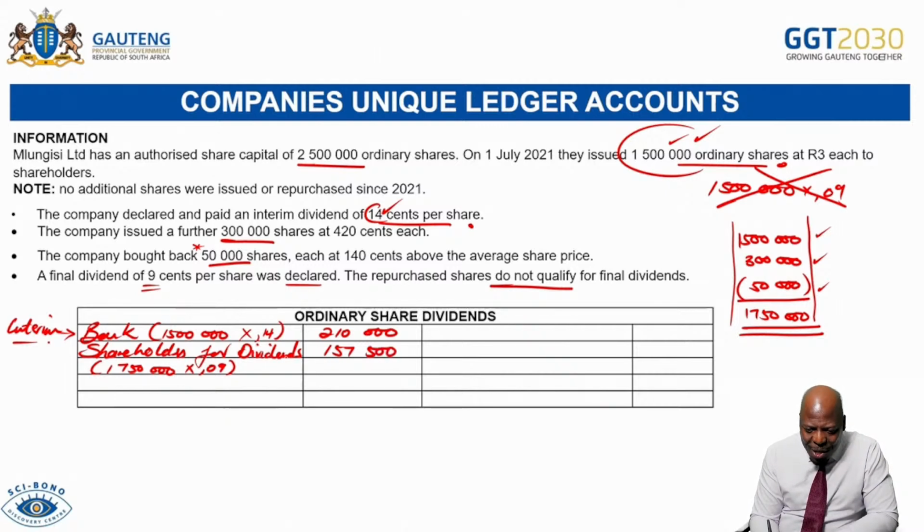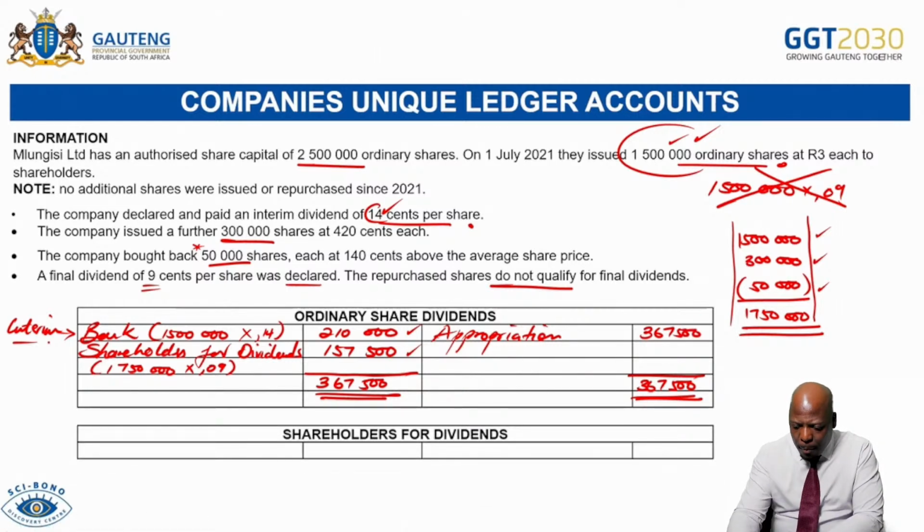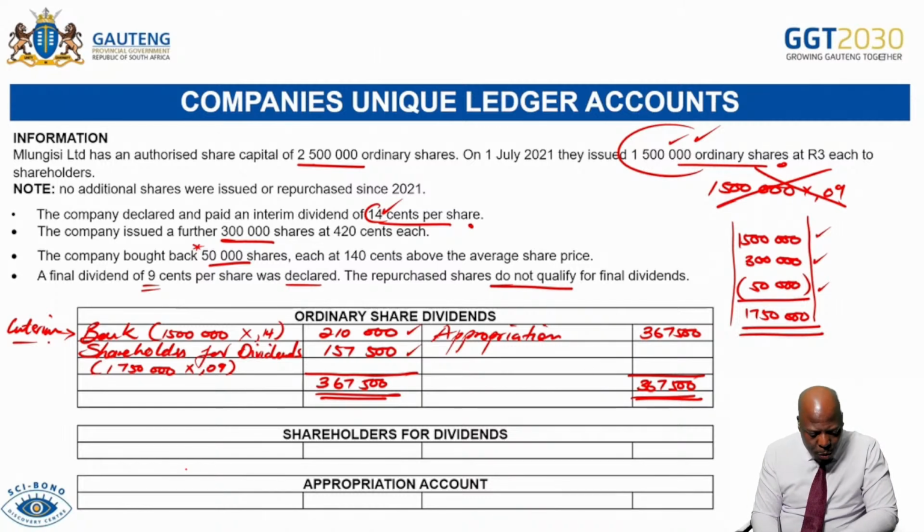I'm going to show you quickly what we're going to do. Then this account, I'm going to close it up now. And I'm going to say 210 plus 157. That's going to give me 367,500. And I close this off to appropriation. I close this off to my appropriation and I say 367,500.